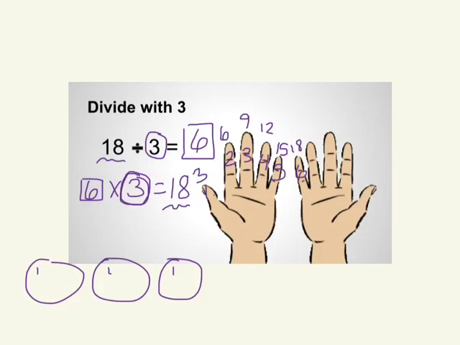So I'm at 3 and I go back 4, 5, 6, 7, 8, 9, 10, 11, 12, 13, 14, 15, 16, 17, 18. So I stopped because I got to 18, and now I look back at my groups and I see that I have 6 in this group, 6 in this group, 6 in this group. So 18 divided by 3 equals 6, and 6 times 3 equals 18.